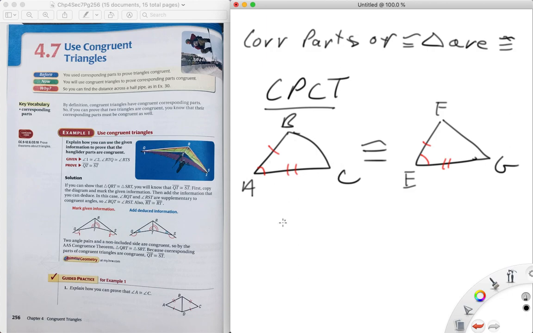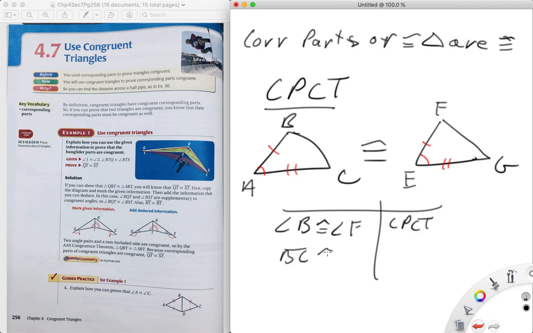proven congruent. So in a proof, we can say that angle B is congruent to angle F, because after we've proven they're congruent, corresponding parts of congruent triangles are congruent. Or we can say side BC is congruent to side FG for the same reason. So that's what this section deals with. You already have other reasoning for triangles up to this point, except for isosceles and equilateral. So now they want you to prove other stuff congruent by proving the triangles are congruent first, and then using CPCT.